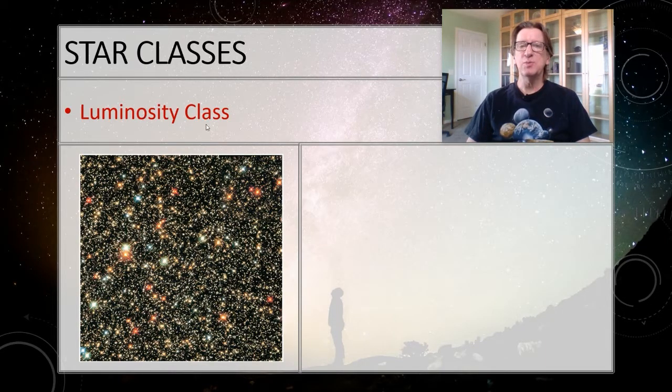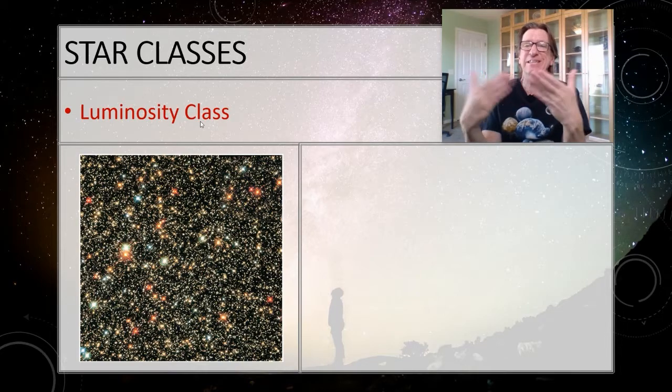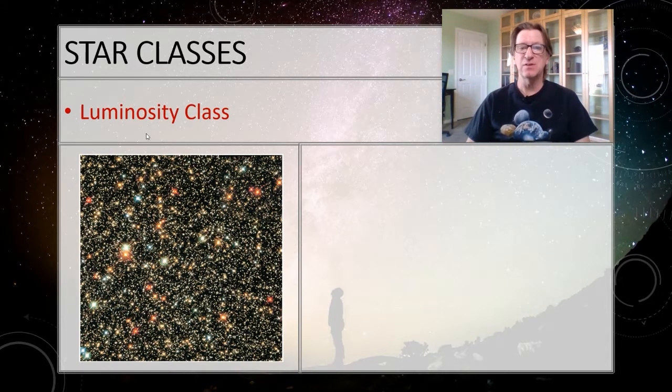So we talk about luminosity class, and it's a little deceptive, because when we're talking about luminosity class, we're really talking about the size of the star. To understand why, suppose I have two stars that are the same temperature, and this star is much more luminous. Well, the only way that's possible is if it's really big. So the luminosity class is also a measure of the size of the star.